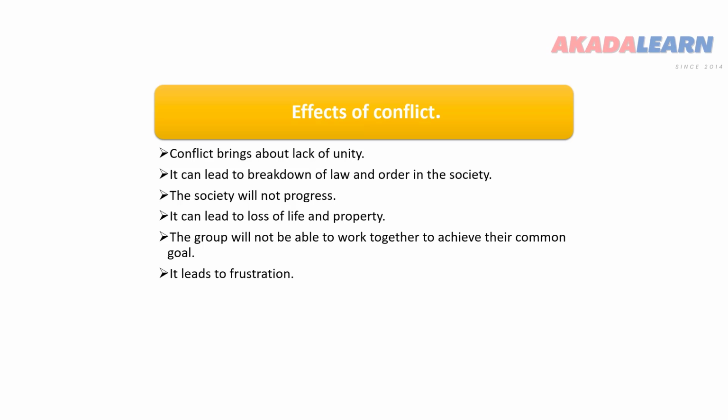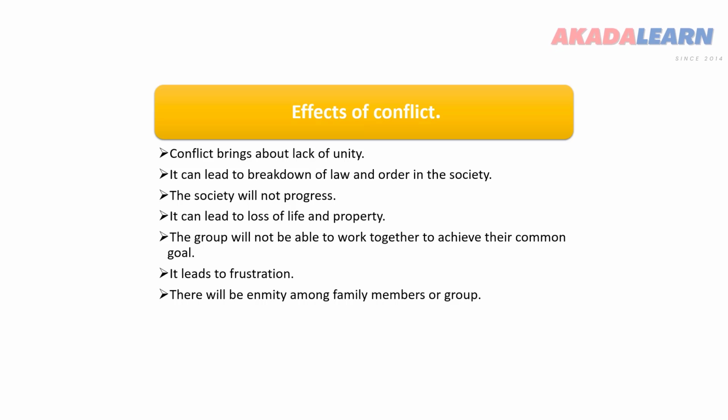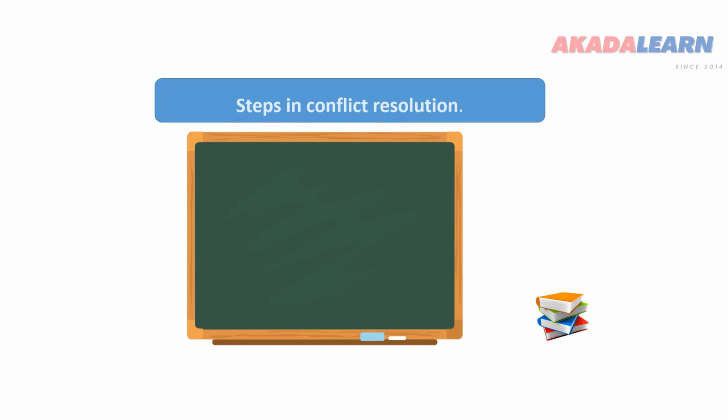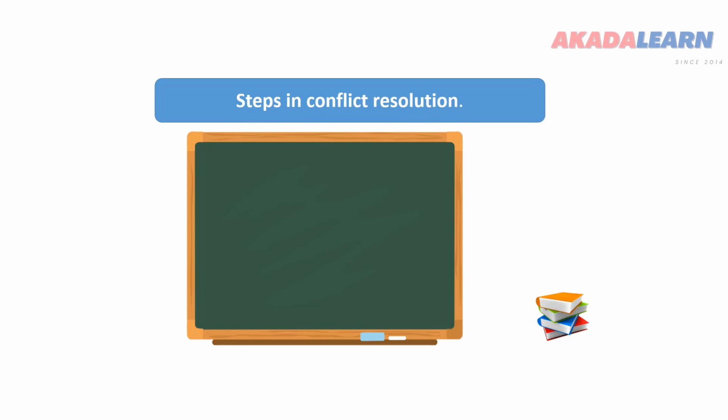Conflicts can lead one to frustration, and there will be enmity among family members or groups. Some family members till they die don't resolve their conflicts. They continue like that for a really, really long time, even to the point of death. So conflict has bad consequences. Now let's look at the steps in conflict resolution.